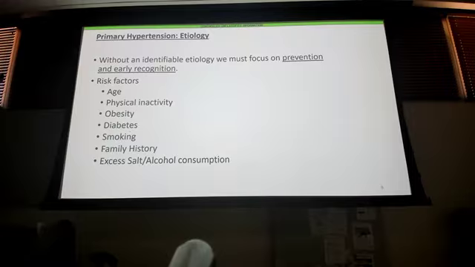And then we talked about primary hypertension. We talked about the risk factors could be just getting older, inactivity, obesity, other things like diabetes, smoking, all can put somebody at high risk of developing primary hypertension.